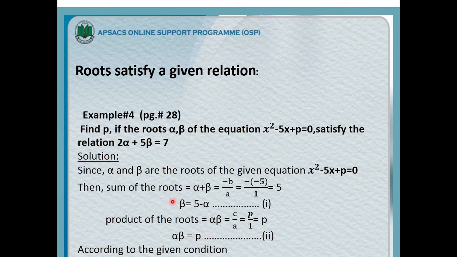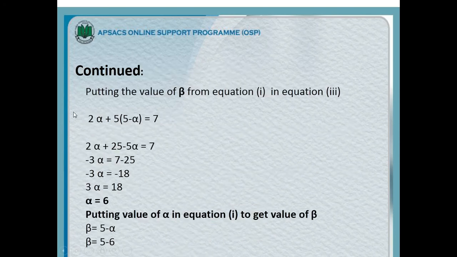Now we have the value of beta, that is equal to 5 minus alpha. Now we substitute the value of beta in equation number 2. But according to the given condition, putting the value of beta from equation number 1 in equation number 3, so 2 alpha plus 5 into 5 minus alpha is equal to 7. I have just replaced the value of beta. Beta is equal to 5 minus alpha.